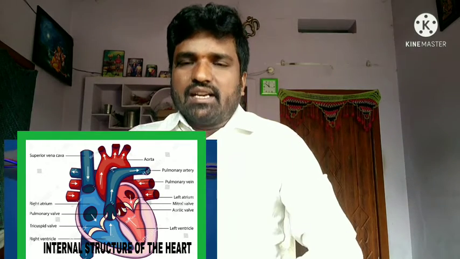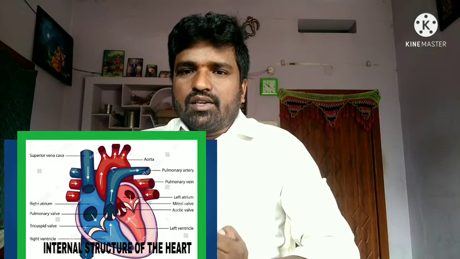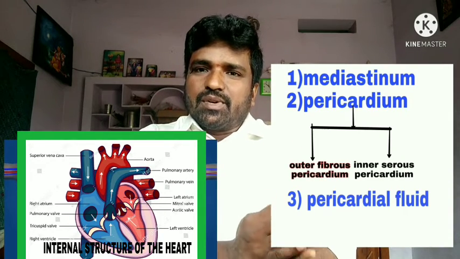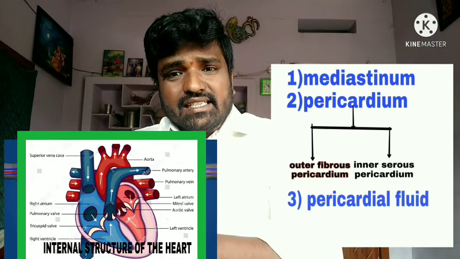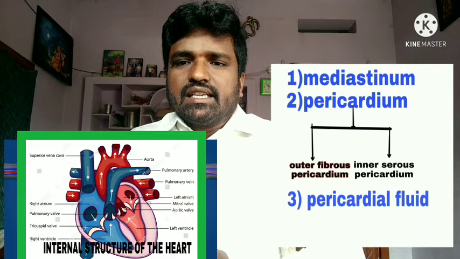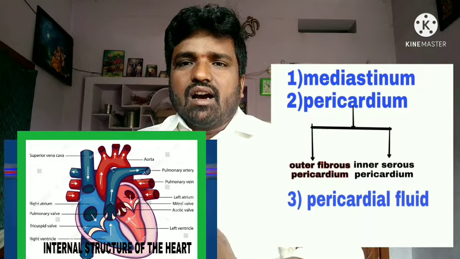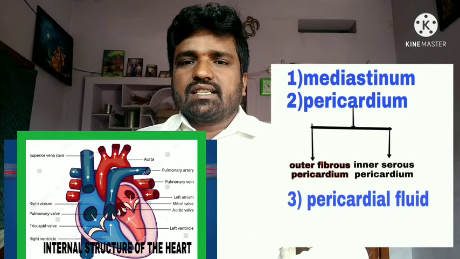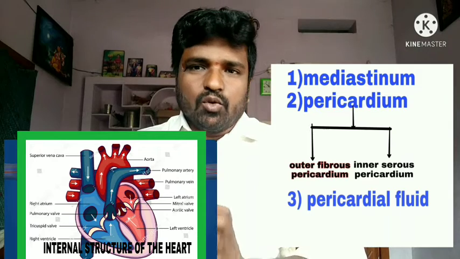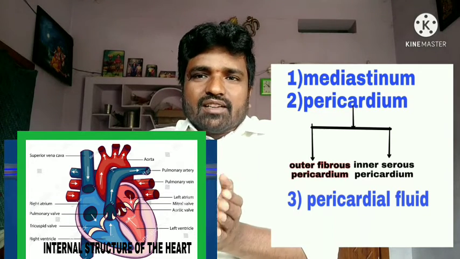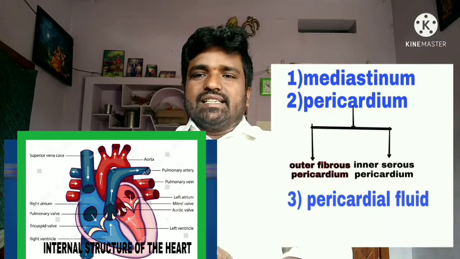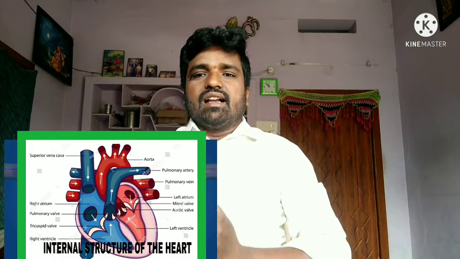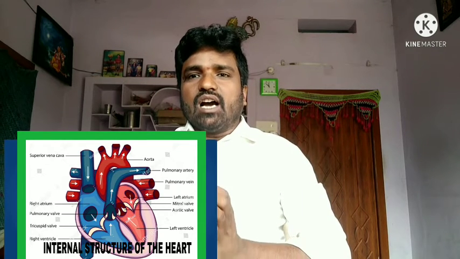The heart is covered by a double-walled membrane called the pericardium: the outer fibrous pericardium and the inner serous pericardium. These two layers are separated by the pericardial space, which is filled with pericardial fluid. What is the function of this fluid? This fluid reduces friction between the two membranes and allows free movement of the heart.